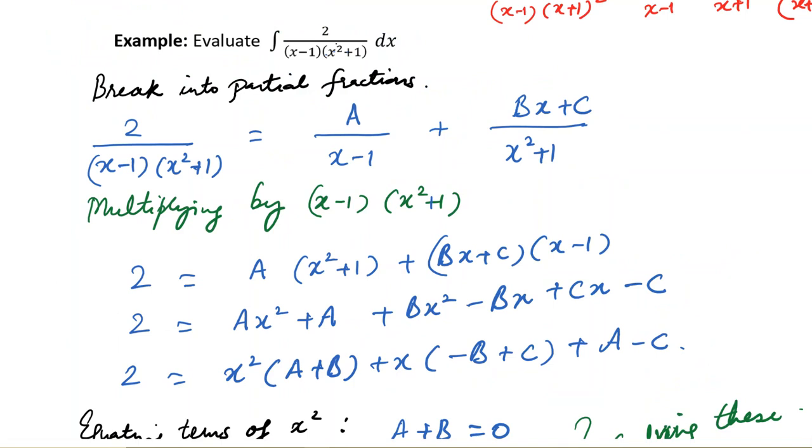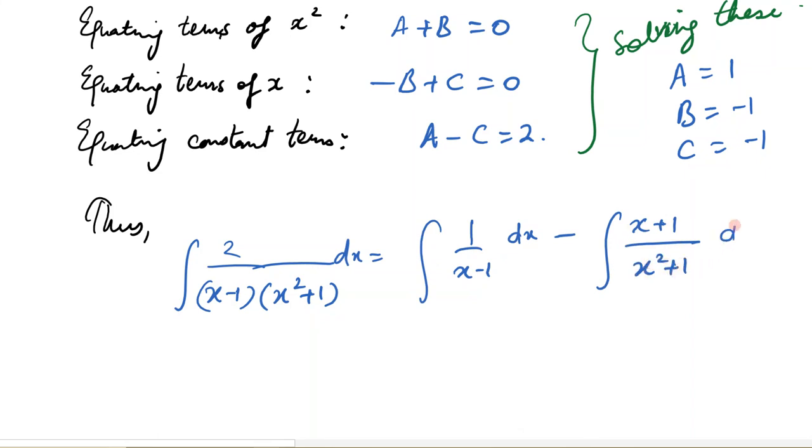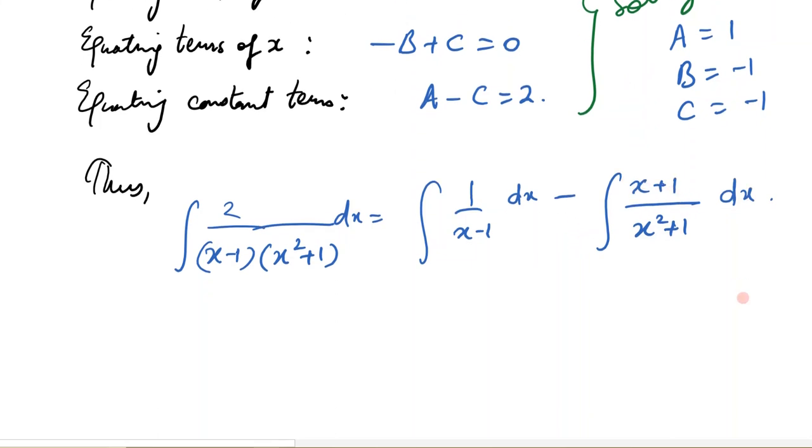Thus, putting the values of a, b, and c in this equation here, we can write the integral of 2 over (x minus 1)(x squared plus 1) dx as the integral of 1 over x minus 1 dx minus the integral of (x plus 1) over (x squared plus 1) dx. I have simply put in the value of a, and here we have bx plus c, and the negative sign is taken out. And in the next step, we're going to solve these integrals.